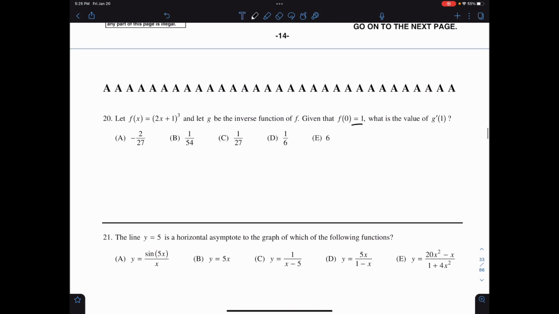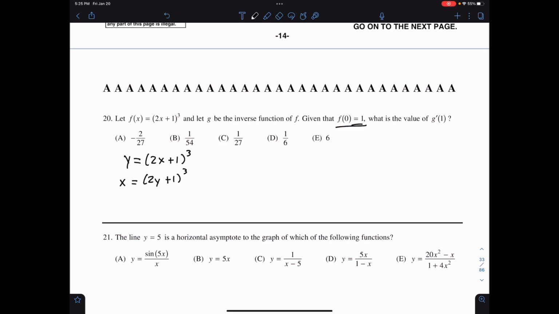On to 20. Let f of x equal (2x plus 1) cubed, and let g be the inverse function of f. Given that f of 0 is equal to 1, which is what we're looking for, what is the value of g prime of 1? Okay, so inverse functions is where we switch x's with our y's, right? So the original function we have is y equal to (2x plus 1) cubed. Now the inverse of this is where I flip my y's and my x's, so I get x is equal to (2y plus 1) cubed. And I want to solve this for y.